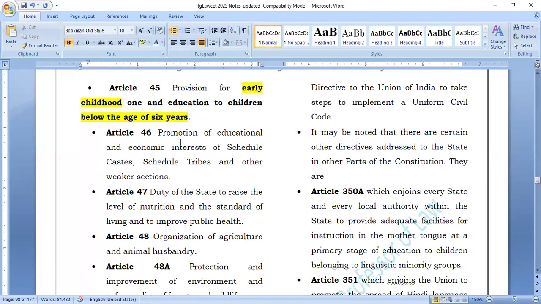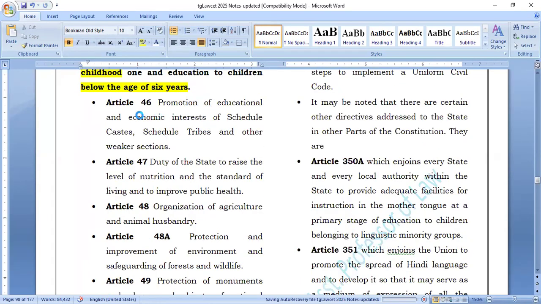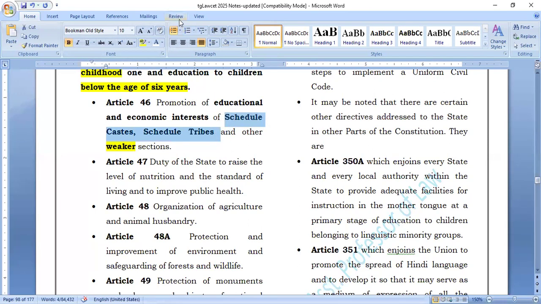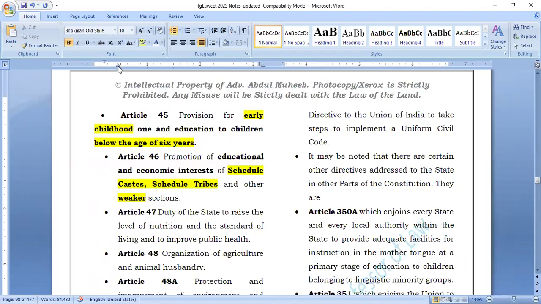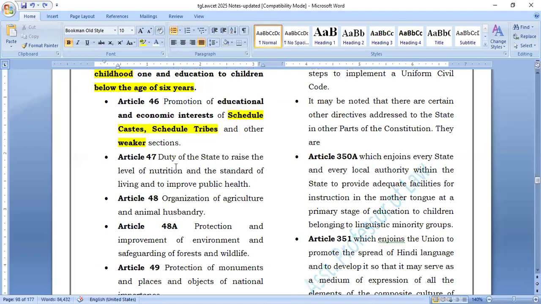Next, Article 46: promotion of education and economic interest of Scheduled Castes, Scheduled Tribes, and other weaker sections. Education and economic interest of SCs and STs and weaker sections. SC, ST, and weaker sections.